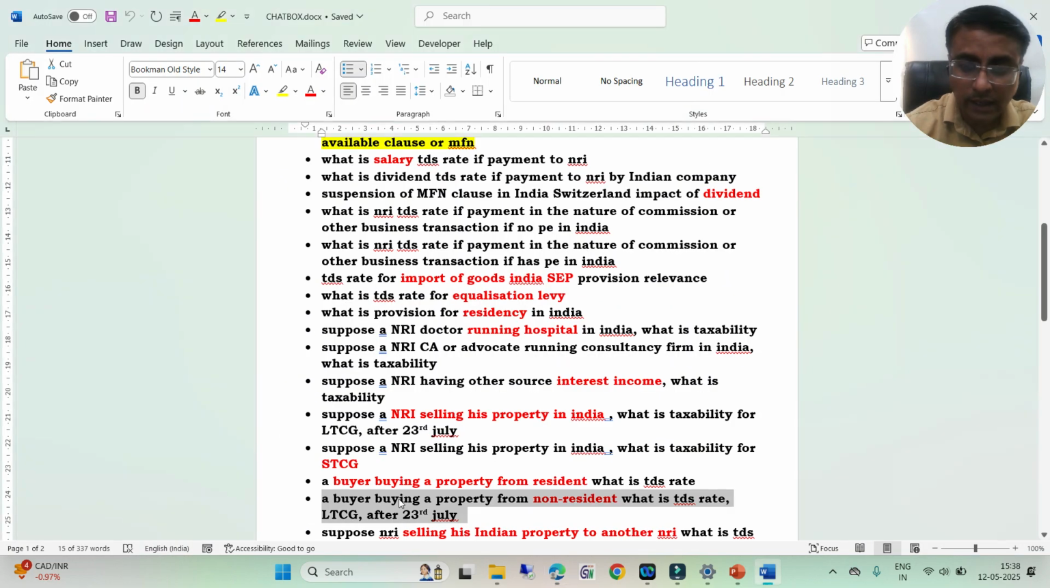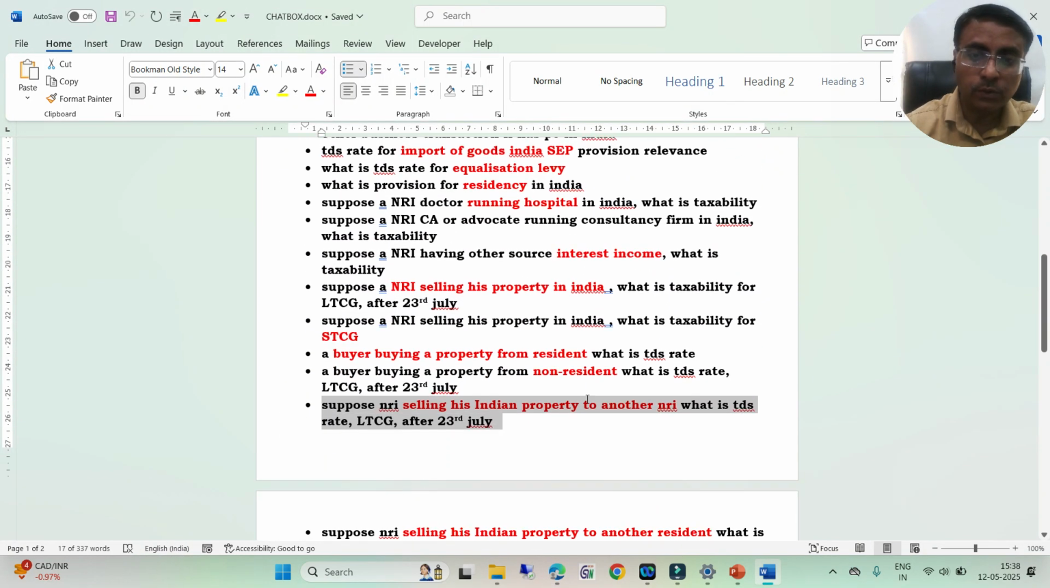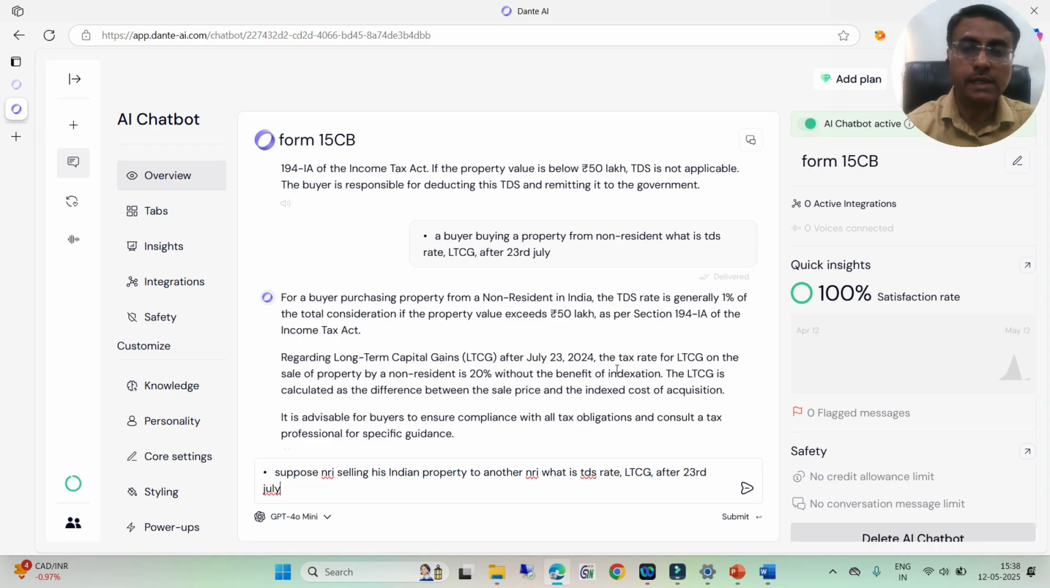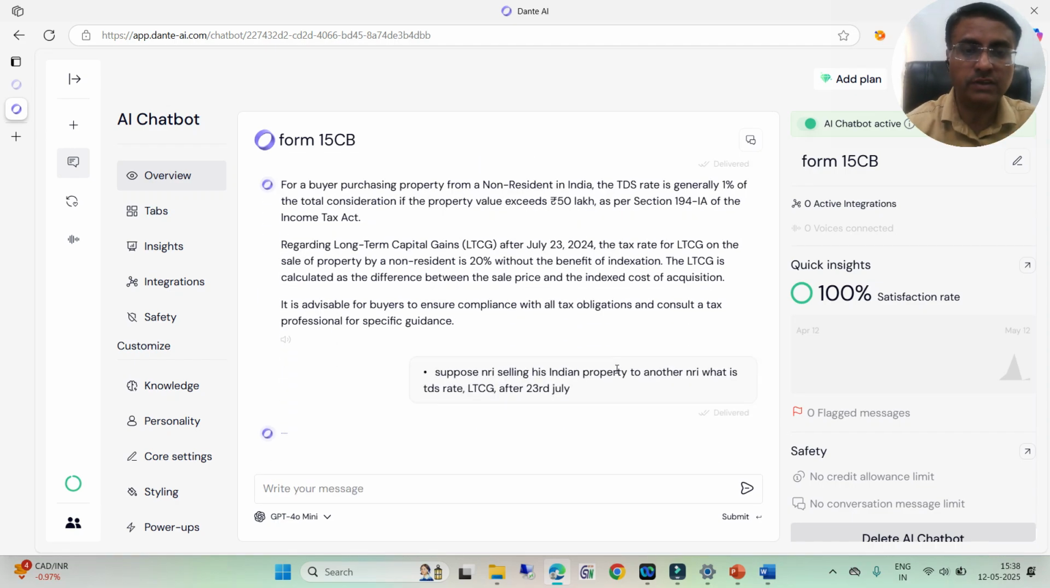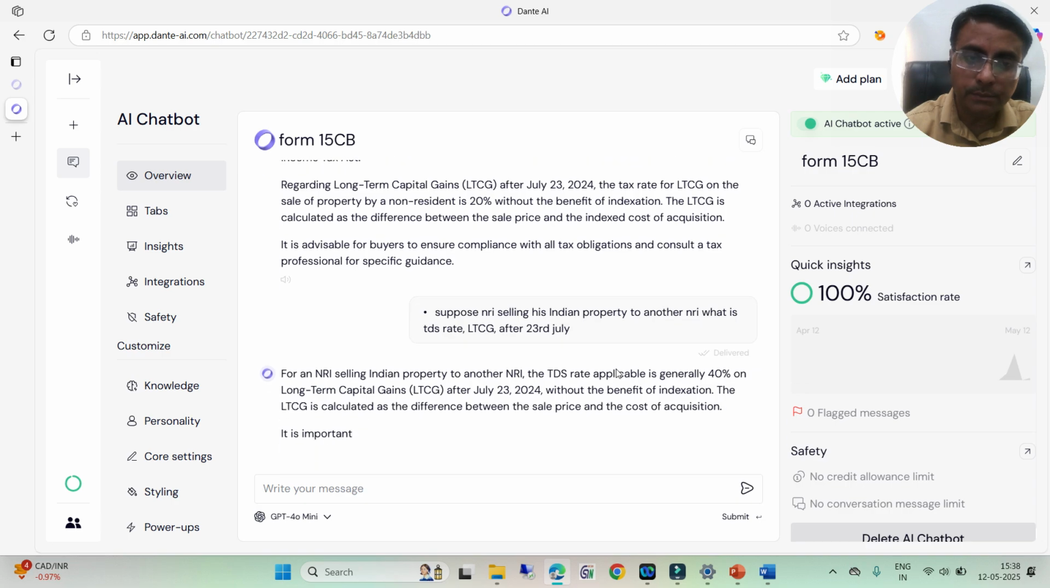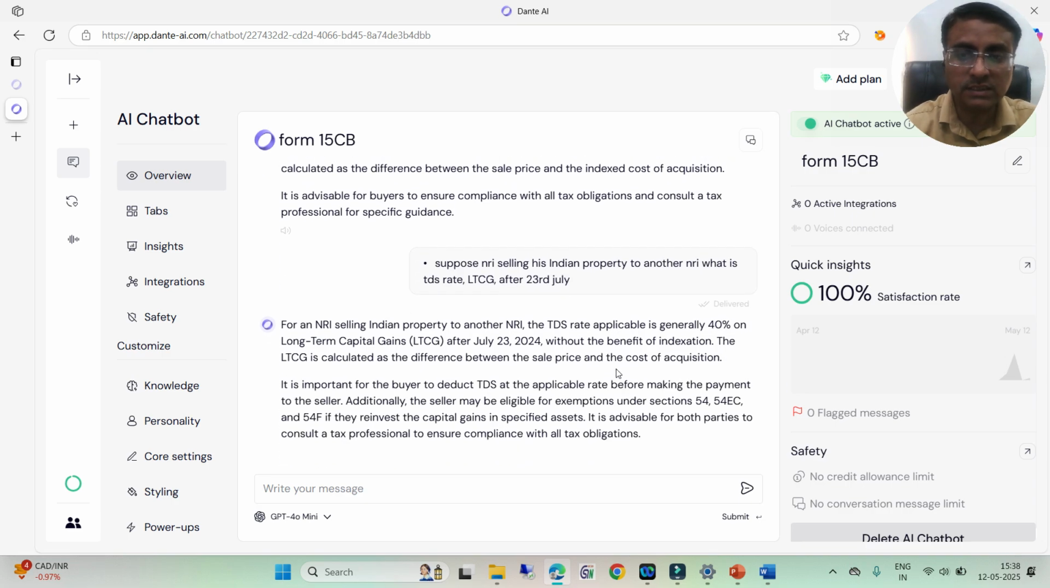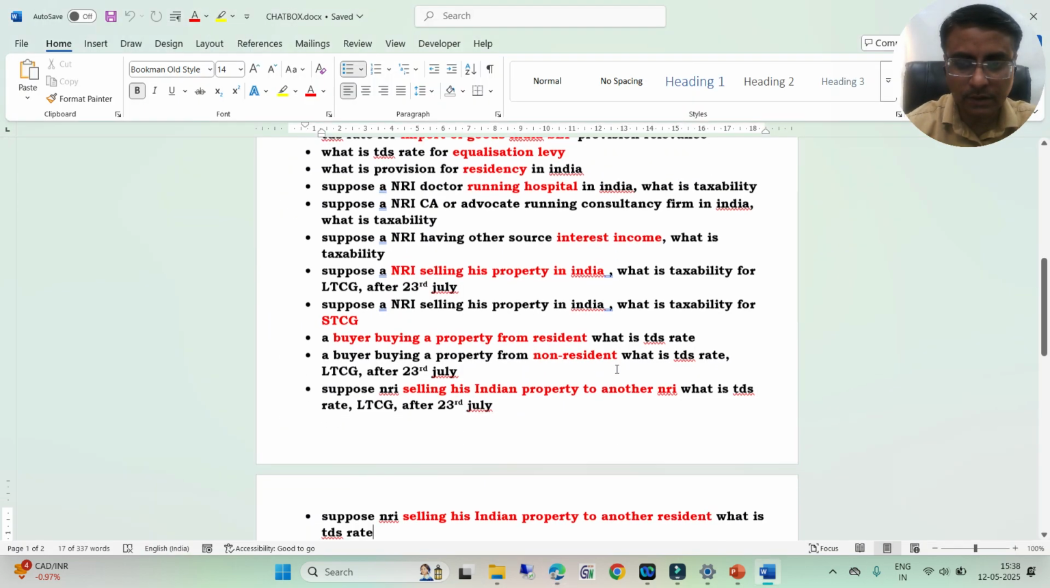So I urge my fellow colleagues, you must use this AI and give me your observation, give me your comment. I will be honored if you give some suggestion. This AI I will improve. This is my first step in India to teach international taxation to my AI chatbot so that anyone who wants can use it. So this question I put up: suppose an NRI is selling his property to another NRI, 12.5%, not 40%, but it's giving, let me teach it.